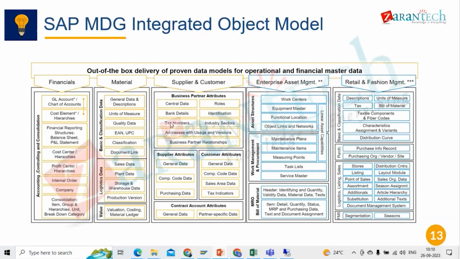Here we'll see the objects and attributes: central data, roles, bank details, identification, tax number, industry sectors and address, and business partner relationships. In supplier attributes, we have general data, company code data, and purchasing data. And here you can see the customer attributes: general data, company code data, sales area data, and tax numbers.